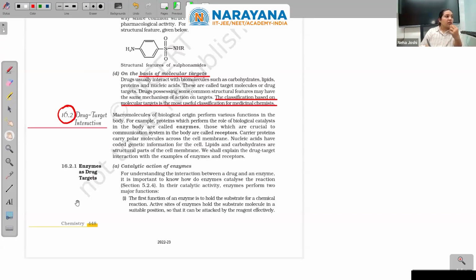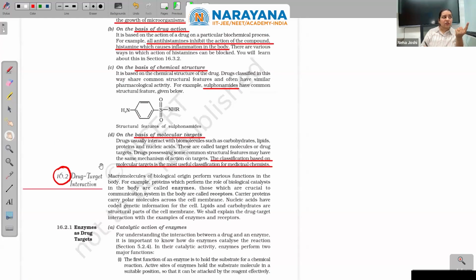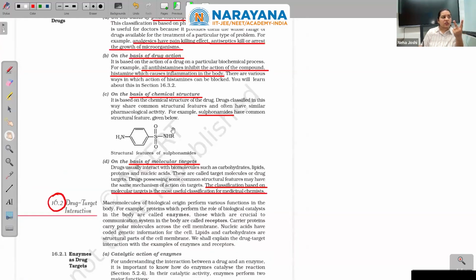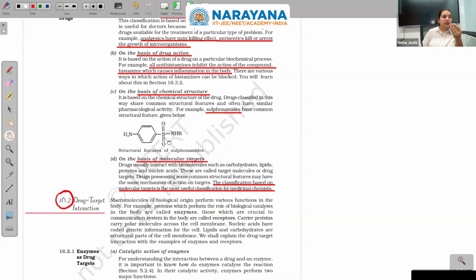So let us revise. There are four classifications. First is the pharmacological effect of the drug. Second, drug action. Third is structure or the functional groups. And fourth is the molecular target, where it will attack.